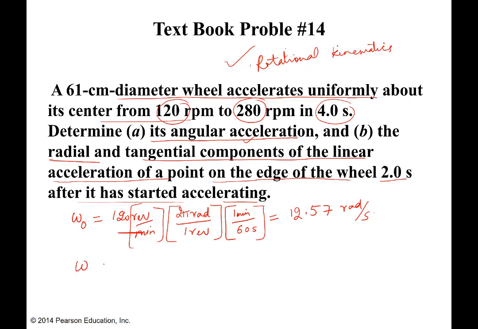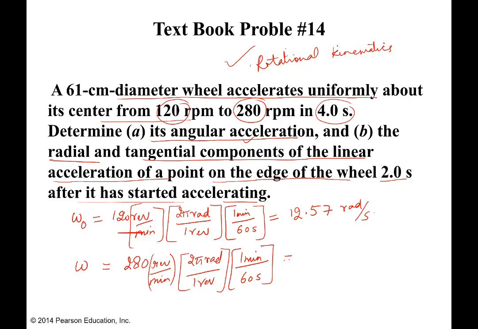Then we go ahead and convert omega, 280 revs per minute. It can be converted in a similar way by putting 2 pi radians over 1 rev. Again, 1 minute over 60 seconds, and that's equivalent to 29.32 radians per second. Now we have all the quantities, and we'll go ahead and solve for the first part.